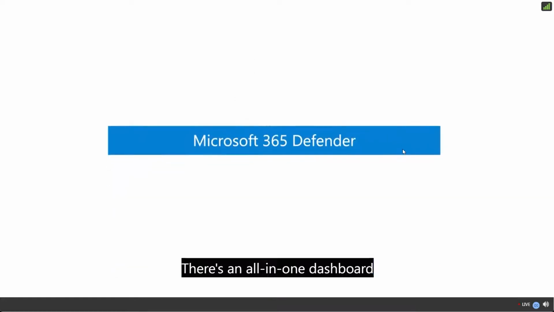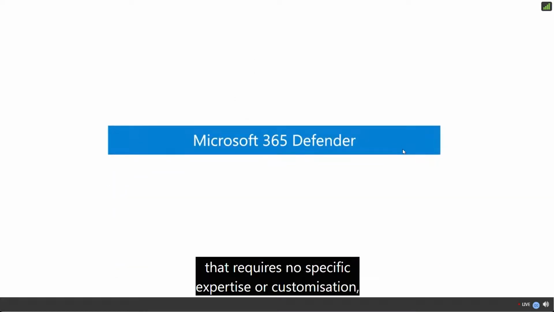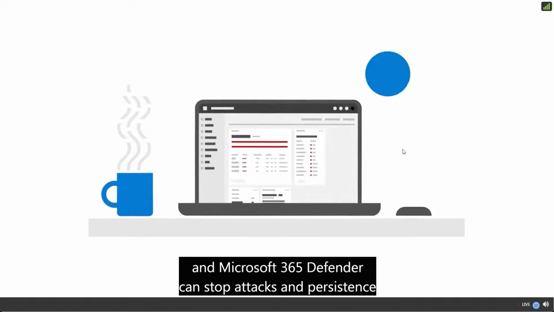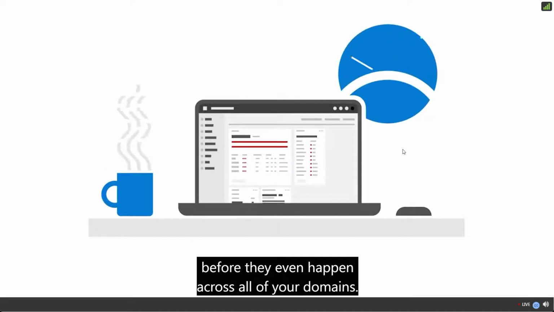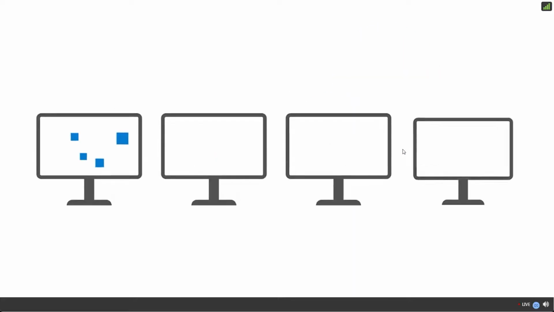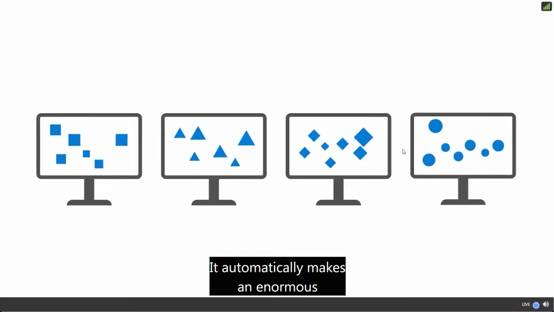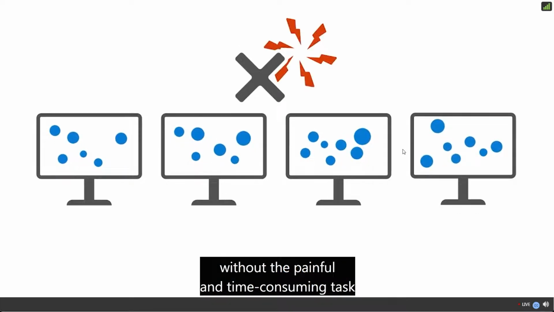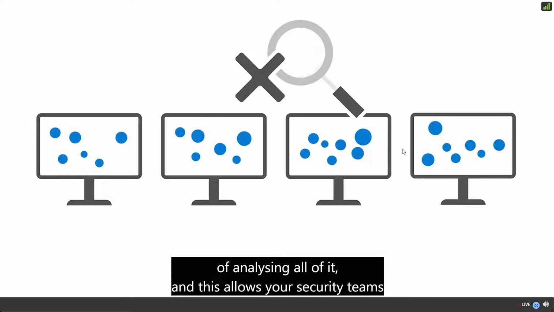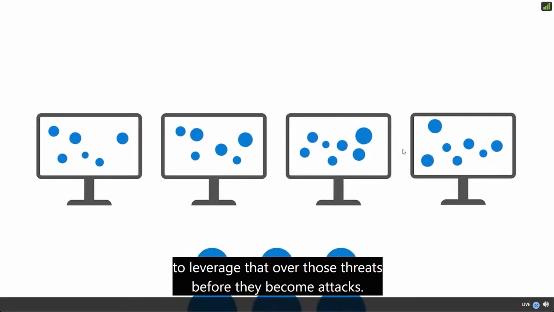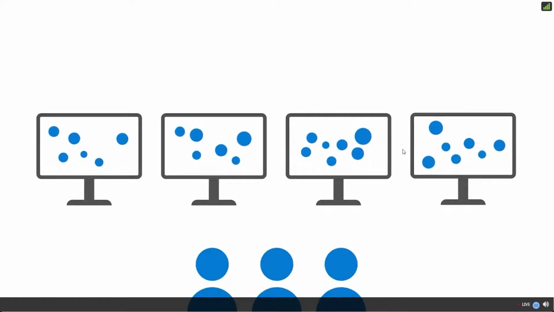There's an all-in-one dashboard that requires no specific expertise or customization. And Microsoft 365 Defender can stop attacks and persistence before they even happen across all of your domains. It automatically makes an enormous amount of normalized threat data available without the painful and time-consuming task of analyzing all of it. And this allows your security teams to leverage that over those threats before they become attacks.